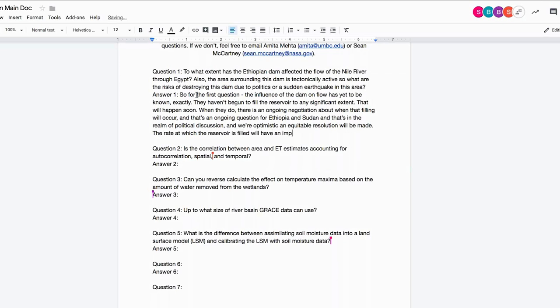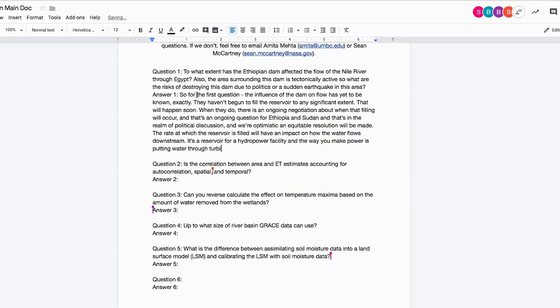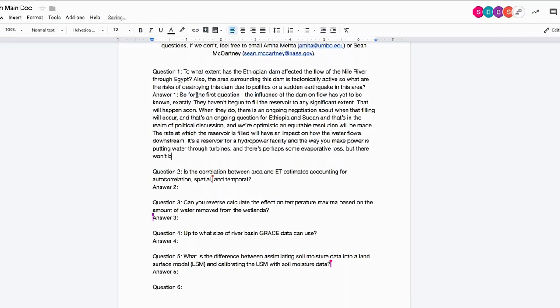Once the reservoir is filled, it's a reservoir for a hydropower facility, and the only way you make hydropower is by putting water through the turbines. So ultimately it will be an equilibrium system, where perhaps there's some evaporative loss of the reservoir of a few billion cubic meters per year maximum. That's something to be considered, but there won't be continual diversion. That will mostly be occurring during the filling stage.